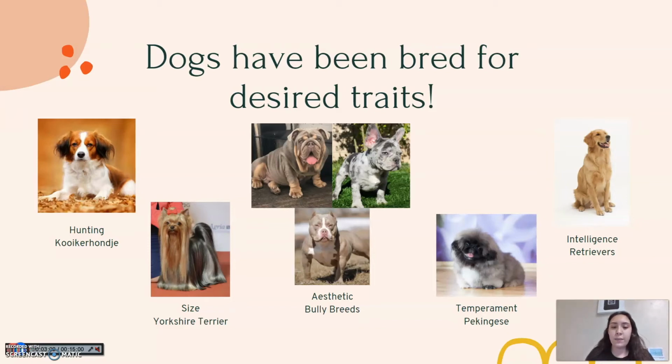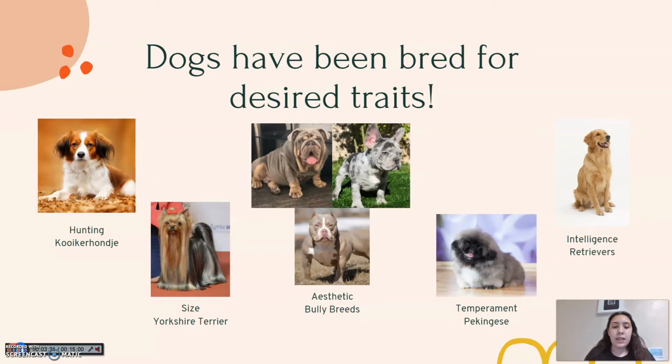Another trait is most closely related to the aesthetics of the dog, in the sense of the coat color, the coat patterns, size and shape, which is what we see nowadays in bully breeds. The rare colors and patterns make these dogs more valuable in the market.